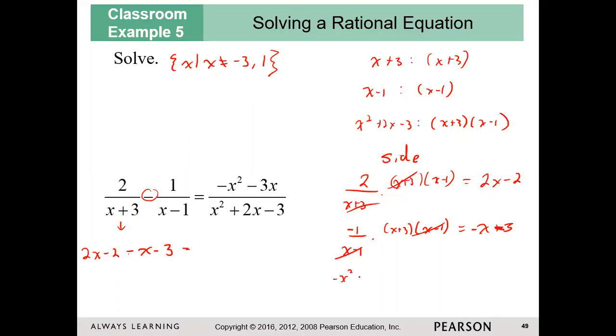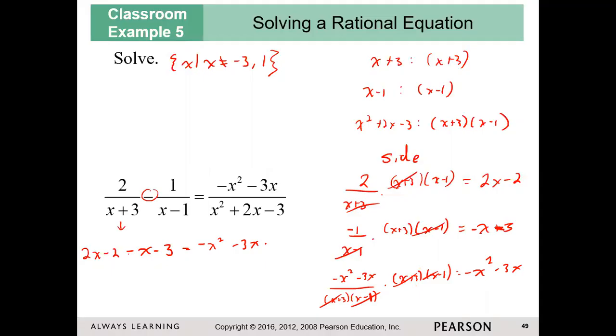This is equal to negative x squared minus 3x over x plus 3, x minus 1, and when you multiply that by the LCD, x plus 3, x minus 1, sorry, this should be minus 1, not minus 3, cancel, cancel, cancel, cancel, and you are left with just whatever the numerator is, which is negative x squared minus 3x. So negative x squared minus 3x.